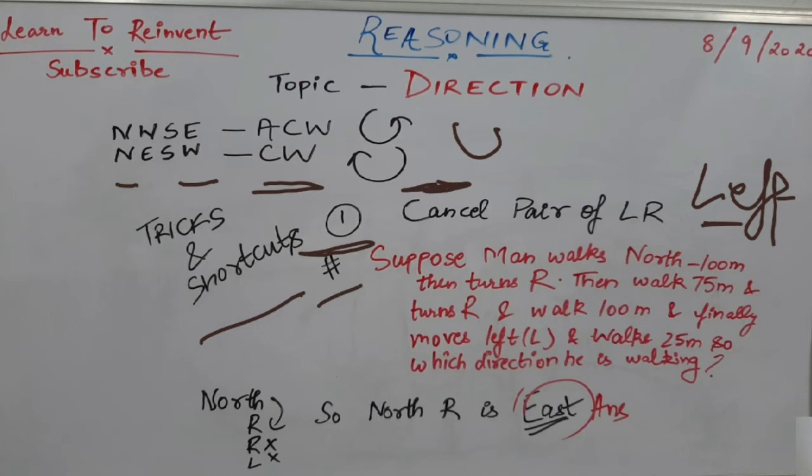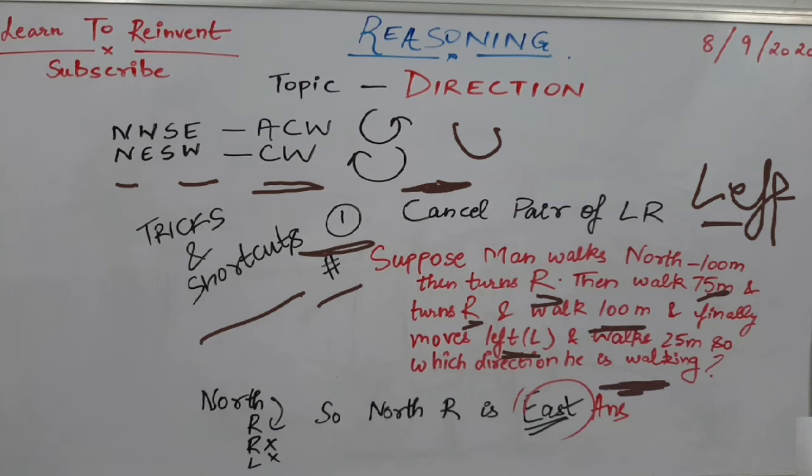By example, I would show you how to use this basic trick. Suppose a man is walking north. You don't have to draw it: the man is walking in the north direction, then turns right, then left, and then right again. You can just do it mentally in your head and take the right answer. So if he walks north 100 meters, then turns right and walks 75 meters, then turns right and walks 100 meters, and finally turns left, which direction is he walking?